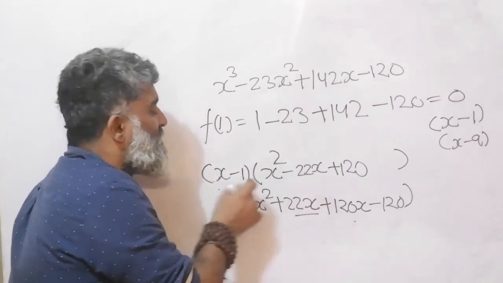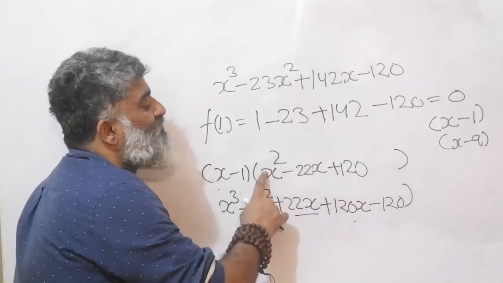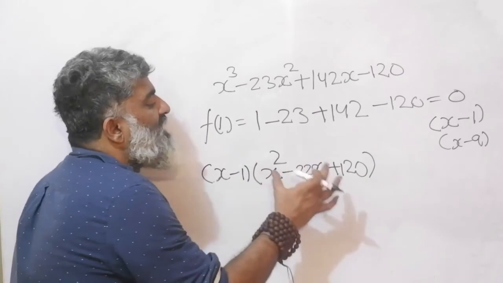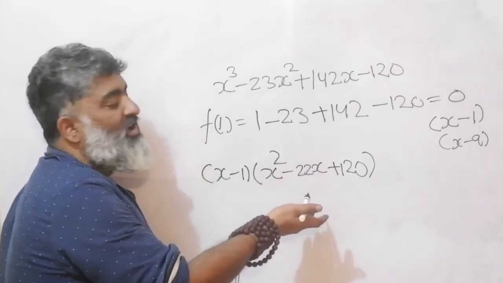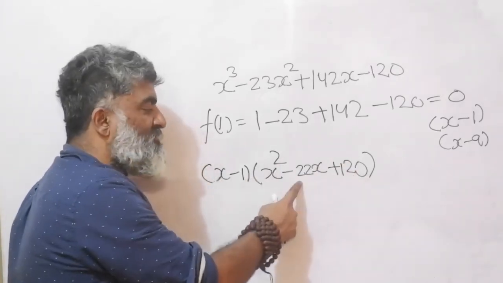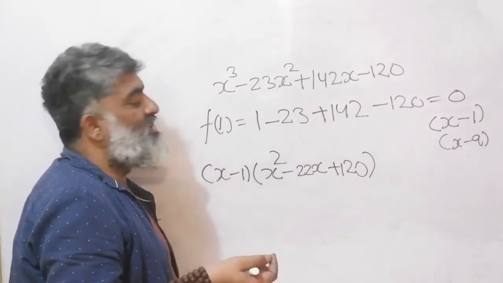So this is your factorized form. x minus 1 is out, and this would be the remaining expression, x square minus 22x plus 120, right? And now this becomes about splitting the middle term or just the basic quadratic. Think of two numbers where the product is 120 and the sum is 22, and you will see very quickly that 12 and 10 are such numbers.